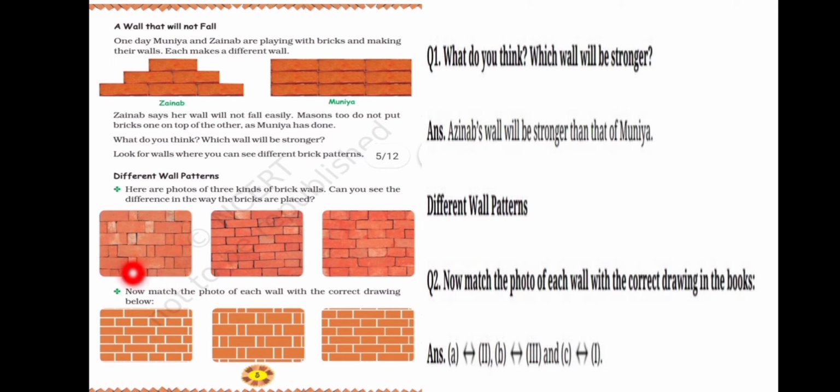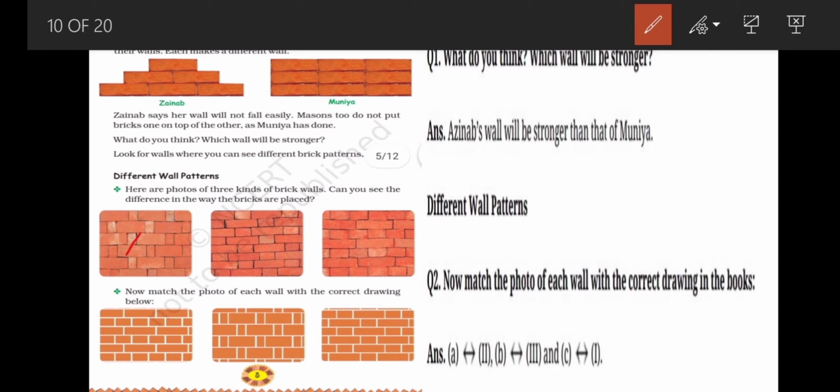So, now match the photo of each wall with the correct drawing below. Here, for every wall, some drawings are given. So, we have to match from this wall to this wall photo. We can see easily that this brick pattern, if I give the names A, B and C, and here first, second and third.